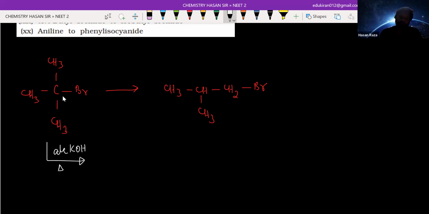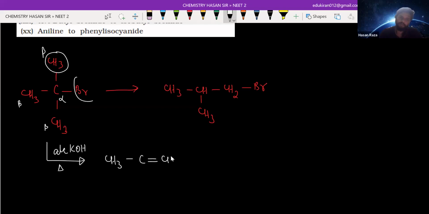Now what will happen? This is your alpha carbon, all are beta carbon. So we just need to remove Br and one of the hydrogen from any carbon and you will get the double bond. So what I'm going to do, CH3, I'm going to put double bond between this CH2 and CH3. Simple it is. I just wrote this CH3 on the right hand side and removed hydrogen from there. So double bond will be in that place.